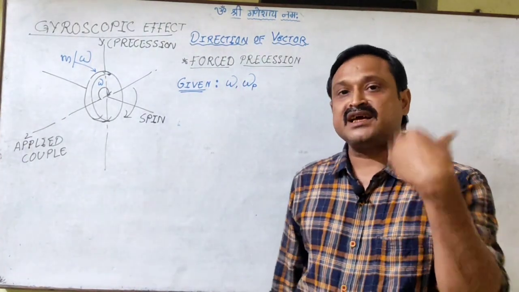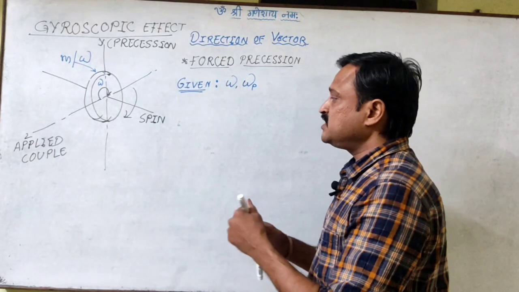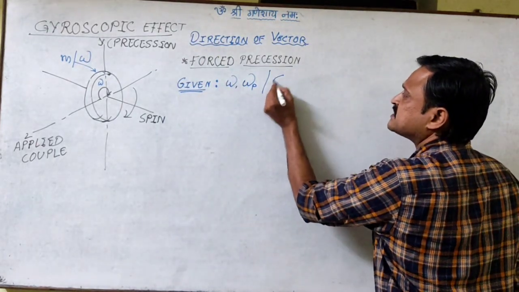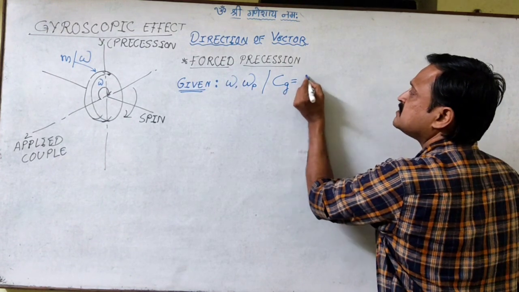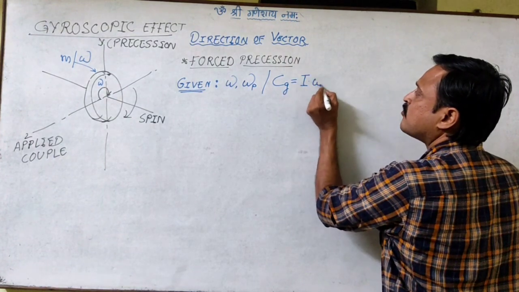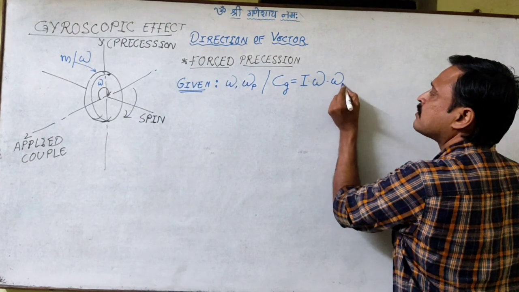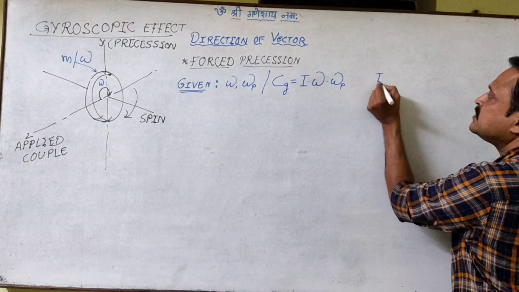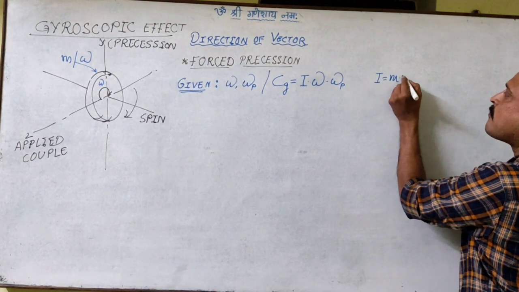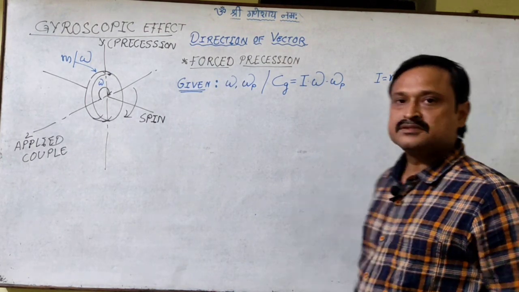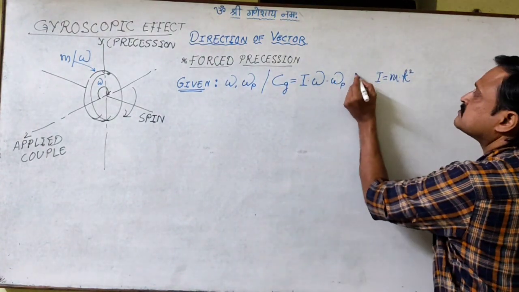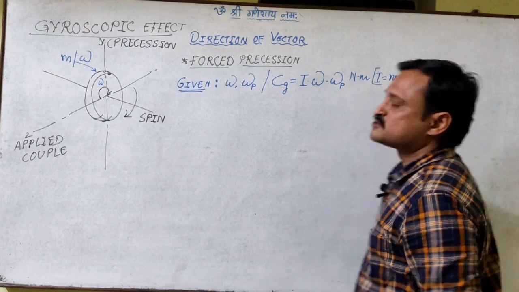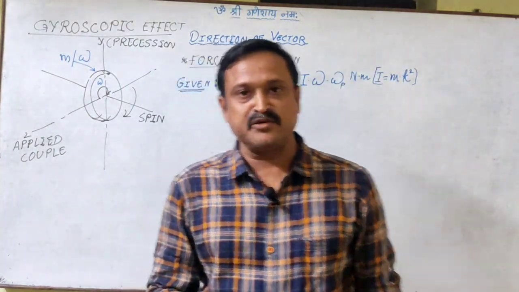What I need to determine is the couple. So we know the expression that the gyroscopic couple is equal to I omega omega p. So mass is known to me. We know that I is equal to, right? So now the unit for this is Newton meter. So the gyroscopic couple magnitude is known to me.